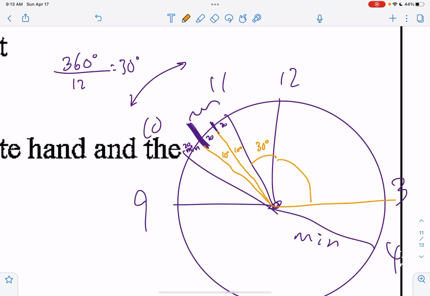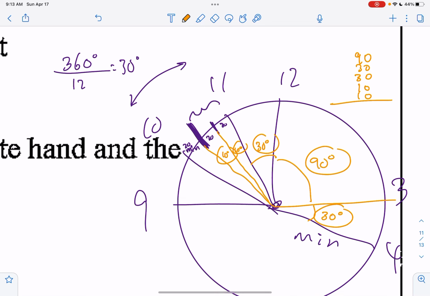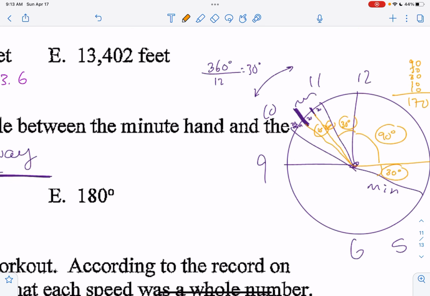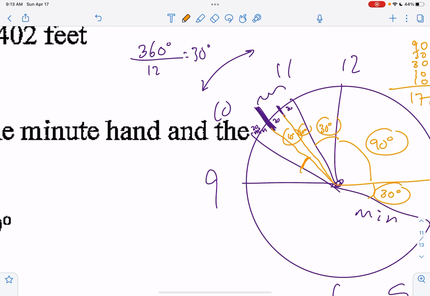12 to 3 will be 90 degrees. And then 3 to 4 will be another 30 degrees. So to add 30, 90, 30, 10, and 10. And that will be 170 degrees. Choice B. You can also do 180 minus this 10, because the 10 is over here. And 10 and 4 are opposites.